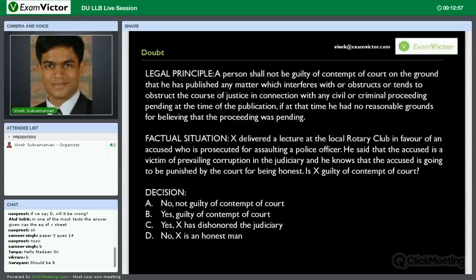Now we move on to the factual situation. X delivered a lecture at the local Rotary Club in favor of an accused who is prosecuted for assaulting a police officer. He said that the accused is a victim of prevailing corruption in the judiciary. The accused is the person being tried for assaulting a police officer. X also knows that the accused is going to be punished by the court for being honest. Is X guilty of contempt of court?